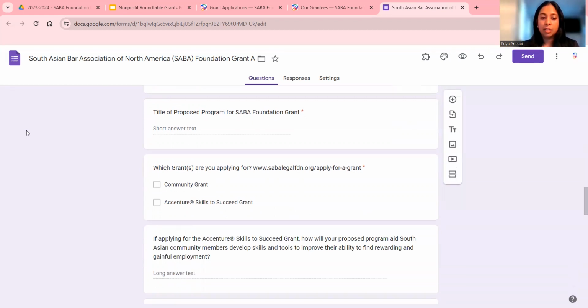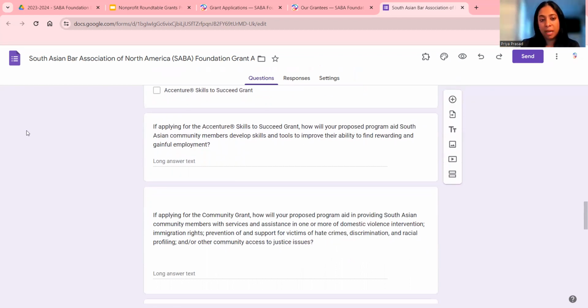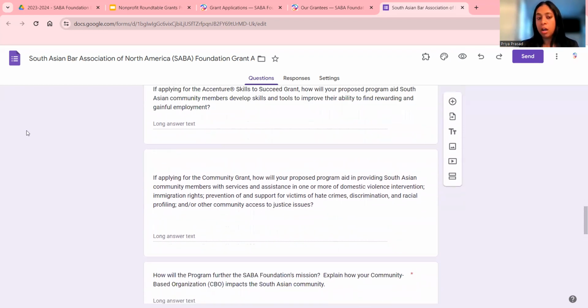And then, as Ritu mentioned, you can apply for Community, Accenture, or both. So this is actually a multi-check option. The form will let you specify which box, or both boxes. The next two questions are optional: if you're applying for Accenture, answer this question, and likewise, if you're applying for Community, answer that question. If you're not applying, the form will let you proceed without answering the questions.